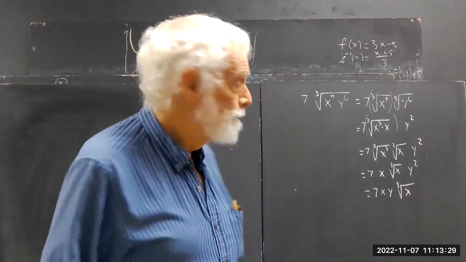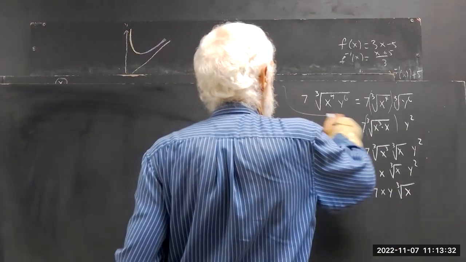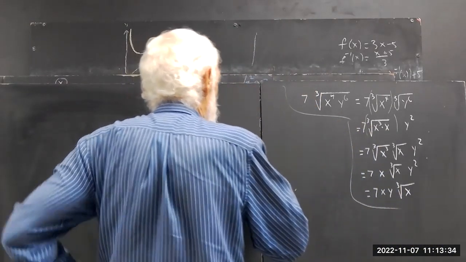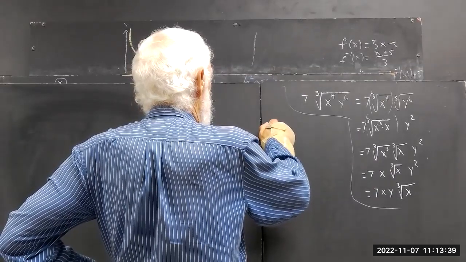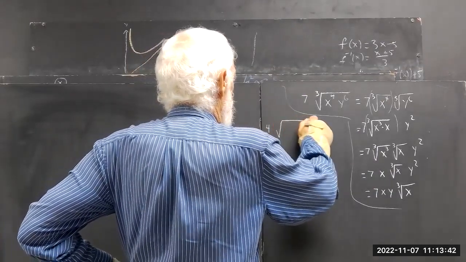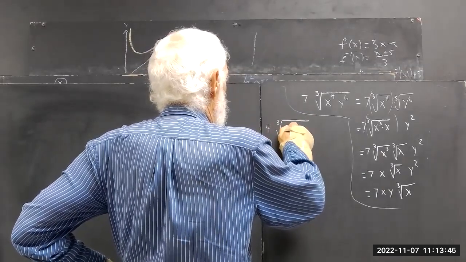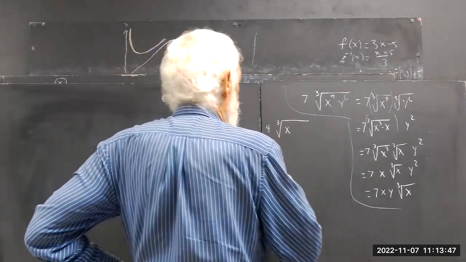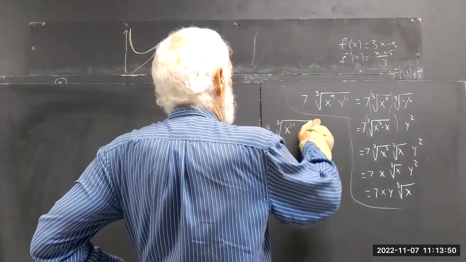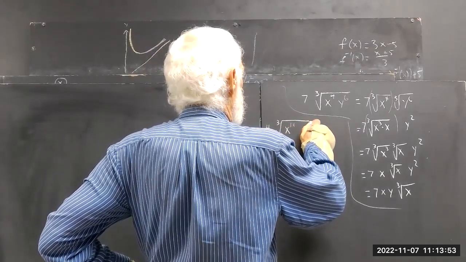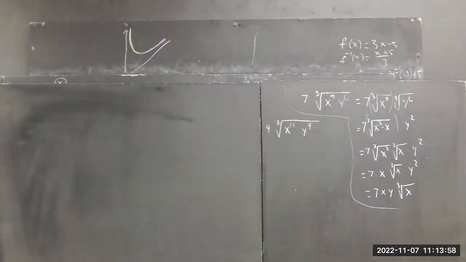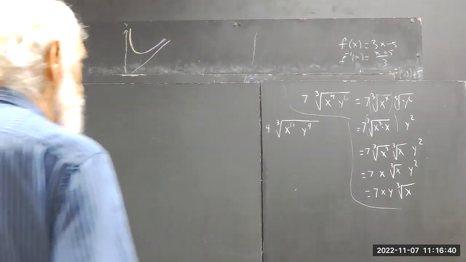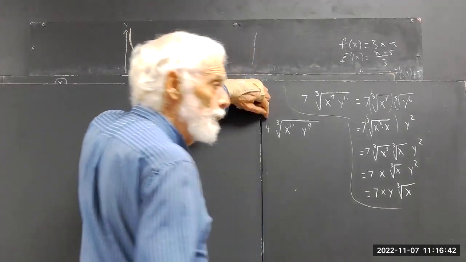See if you can work it. Okay, let's try. Four times the cube root of x to the 11th, y to the 9th. Okay. Couple of stumbling blocks here. And what do we do with that 4?